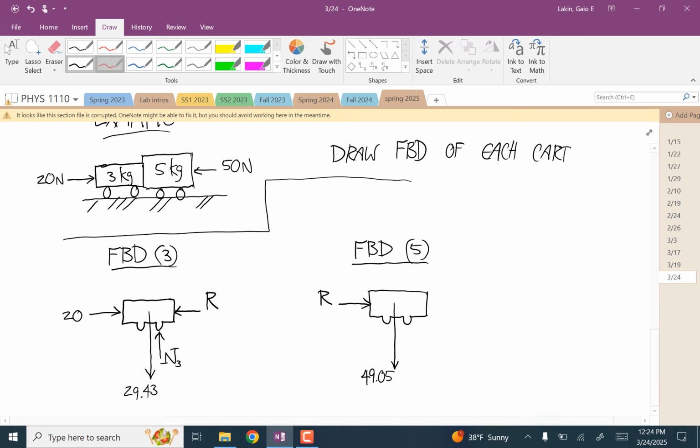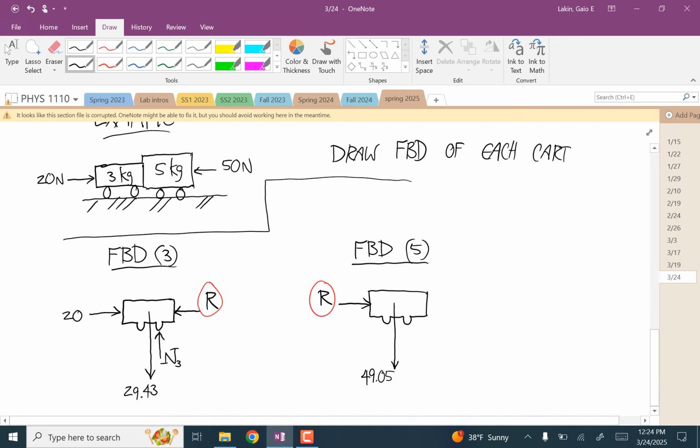Okay, so notice that's an important thing to get right. When you have two objects pushing on each other, the force on body A by body B and the force on body B by body A have to be represented by the same variable. It has to have the same magnitude. Okay?